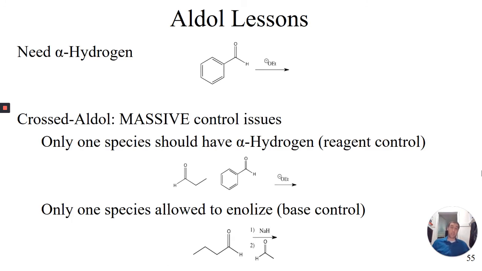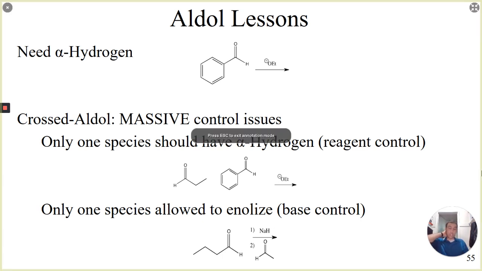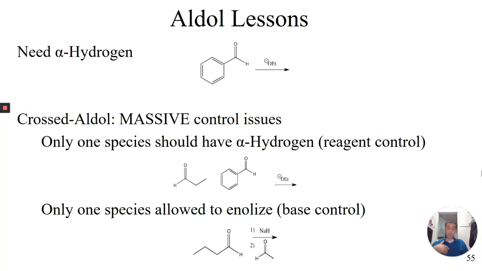So, lessons from that. You need alpha hydrogens. Alpha hydrogens are critical to this reaction. Why? They're the enolate. That's what drives this reaction. So that first reaction didn't work because it didn't have the alpha hydrogen. Okay? Crossed aldols, when we're mixing different aldehydes with each other, these have really big control issues. And so we have to be a lot more careful with how we organize it. Okay? One way to do it is reagent control, that's what I'm calling it. You make sure only one of the reagents has alpha hydrogens. That cleans up a lot of your issues.